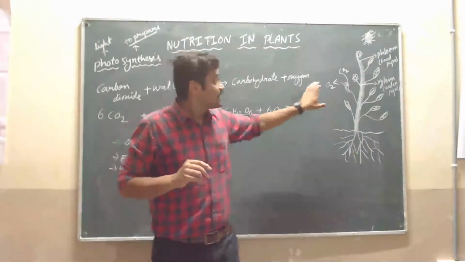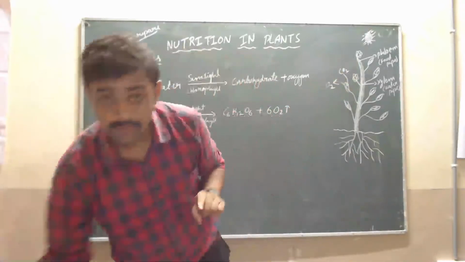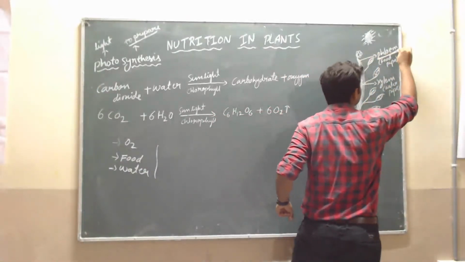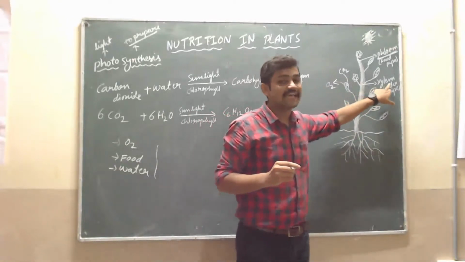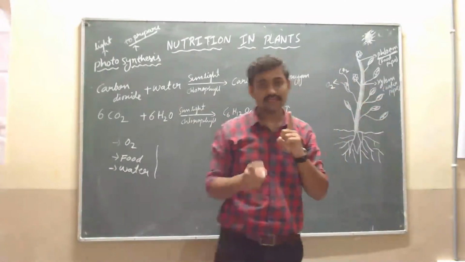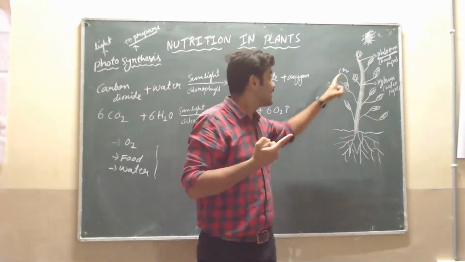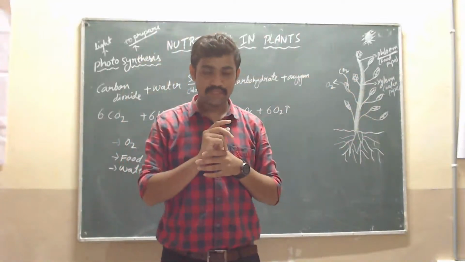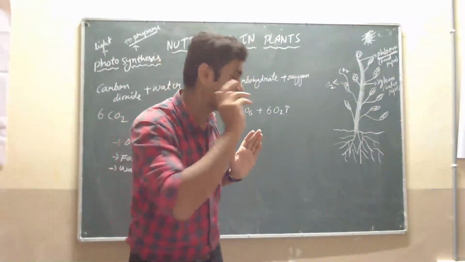The food prepared in the leaf is transferred through the food pipe to all the parts of the body. That is called phloem. What is that? Phloem. Understood? The water pipe we called xylem supplies water from the roots to all the parts. The food prepared in the leaf is transferred to all the parts of the plant with the help of the food pipe, and that food pipe is called phloem.